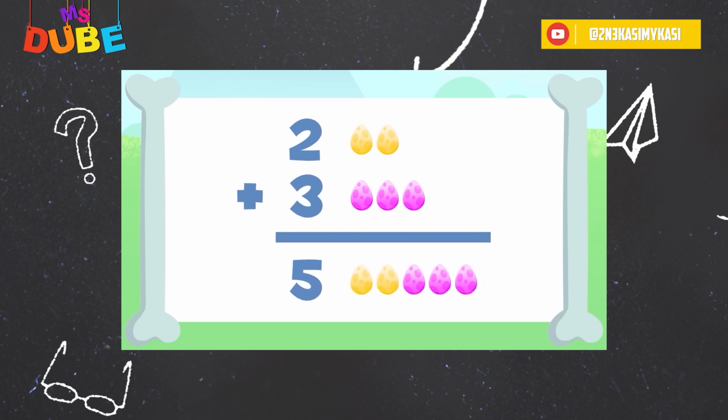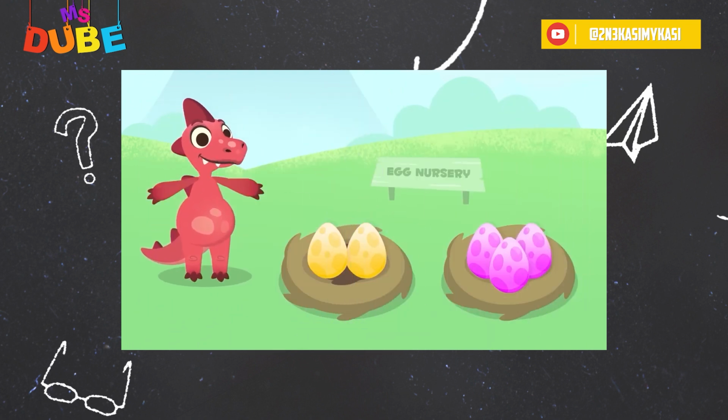The result of adding up 2 + 3 is 5. Well done, Dino. Do you like adding up?